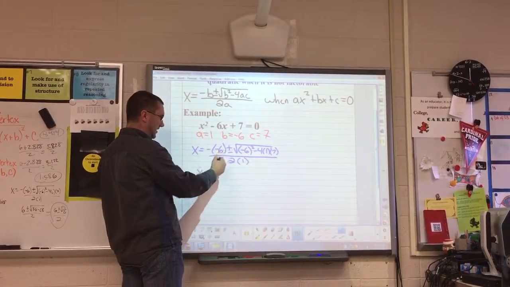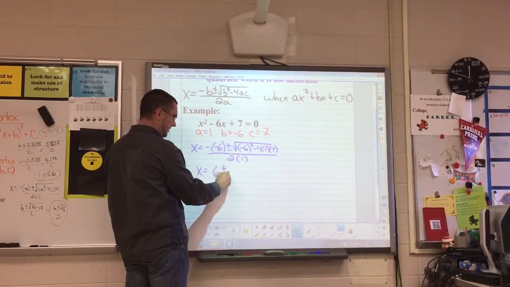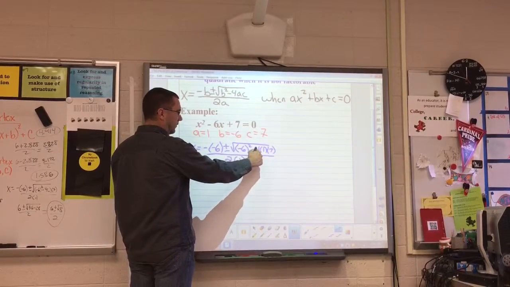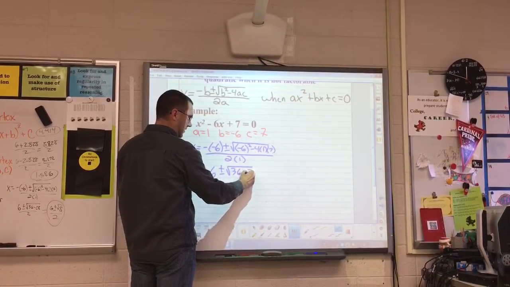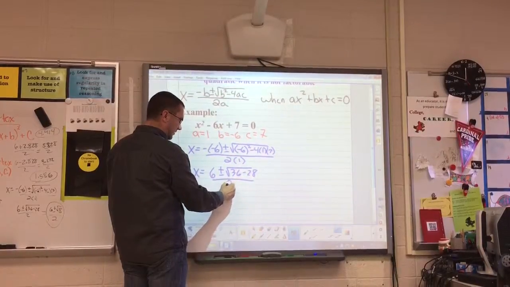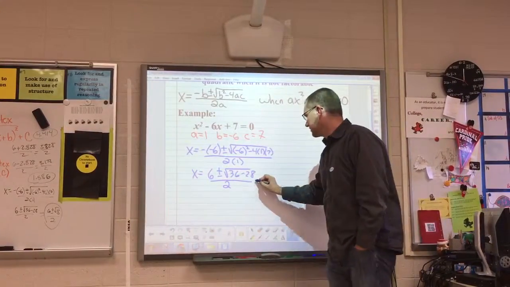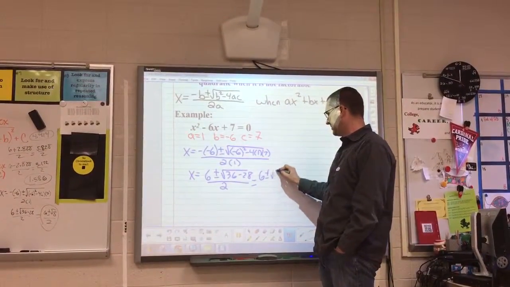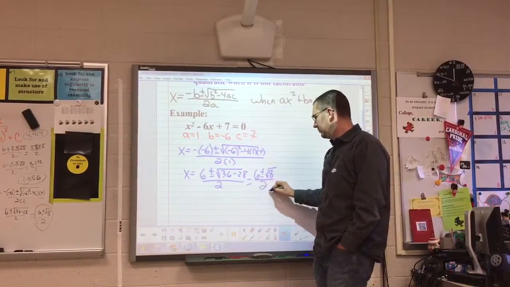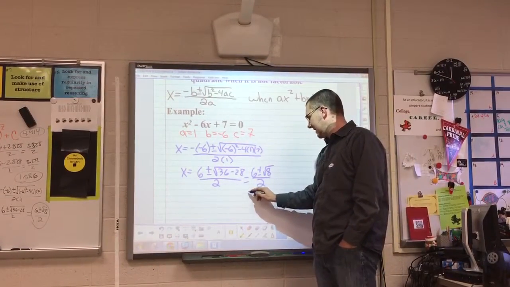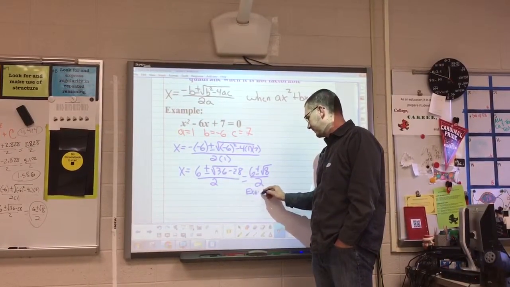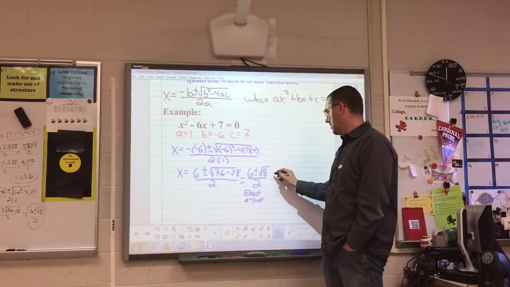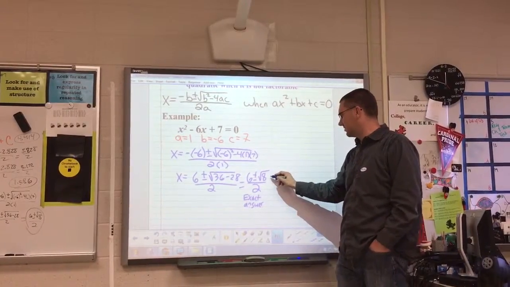So the first thing I'm going to simplify: negative, negative, make that a positive 6. I can do negative 6 squared in my head and get 36. 4 times 1 is 4, times 7 is 28. All over 2 times 1, which is 2. So I'm just going to keep doing my order of operations, doing some simple simplifying. 36 minus 28 is 8 over 2. You can stop here and leave this as the exact answer, which is what we talked about yesterday with completing the square. But you can also take this and turn it into a decimal answer.